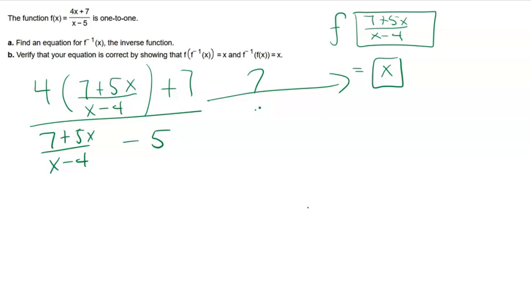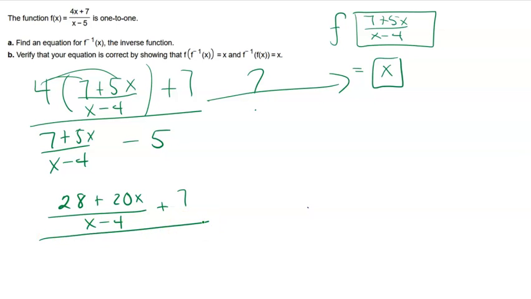Well, how am I going to do this? Well, the first thing you could do is distribute this 4 in the numerator here, and then we can find a common denominator so we can add these fractions together. Same thing down here. Again, it's a sufficient amount of work. So you have 28 plus 20x divided by x minus 4, plus 7. Let's scoot on down to the denominator and work on that too. Well, I'm just going to rewrite it this time. 7 plus 5x over x minus 4 minus 5.